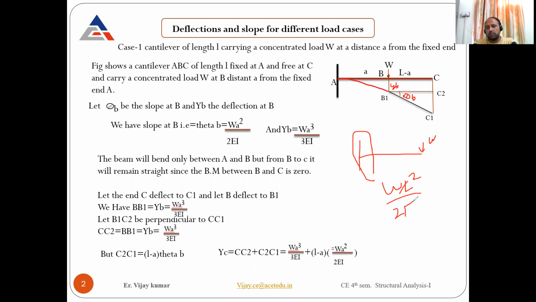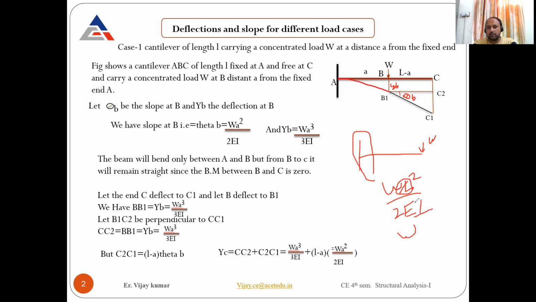Now what we need to do is replace the X value with A, because instead of X we put the value A. That gives the slope at point B, and YB, that is the deflection.